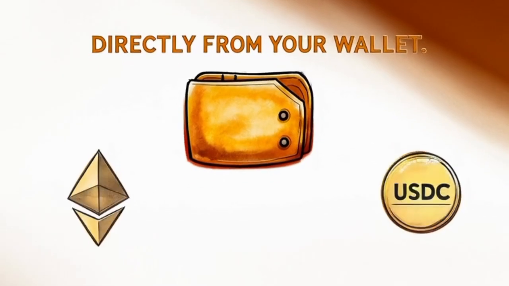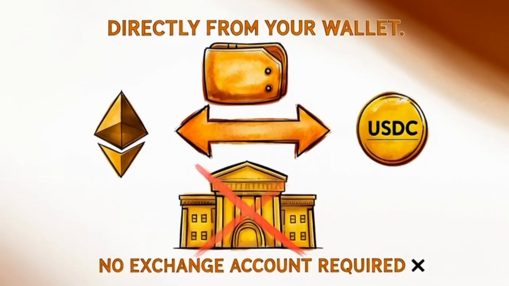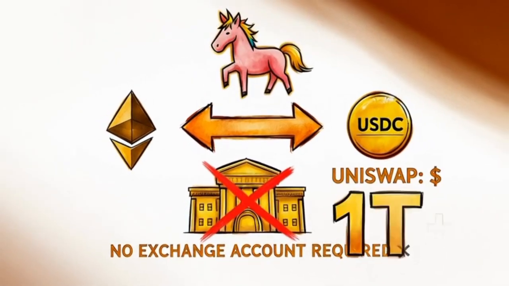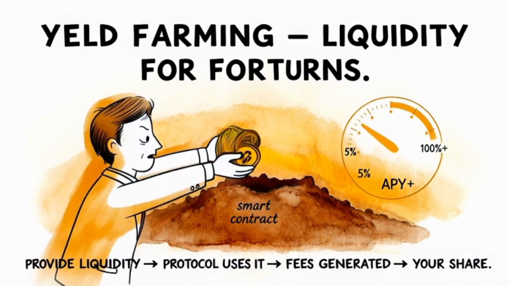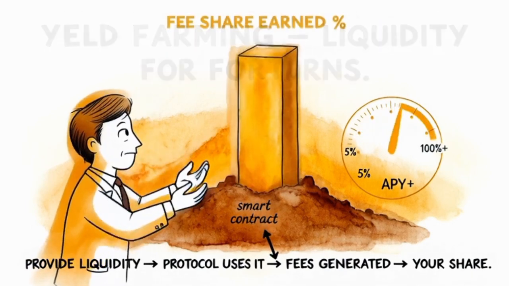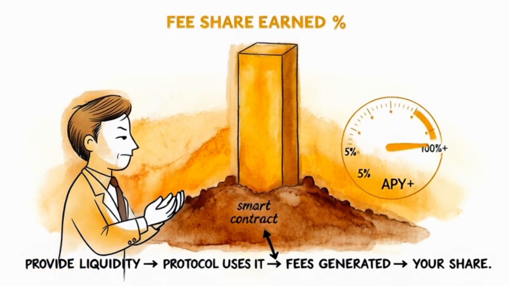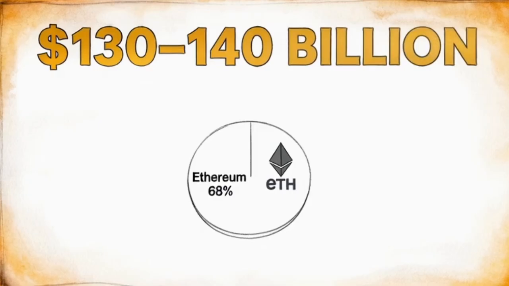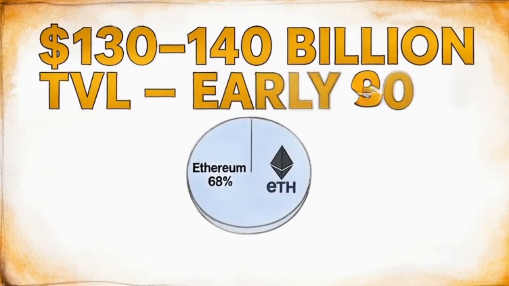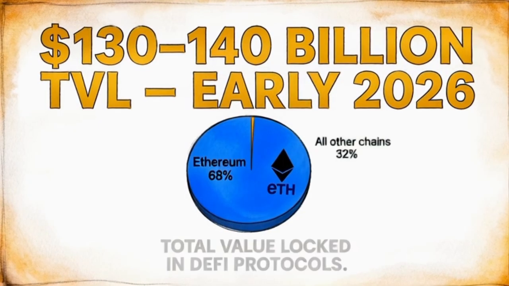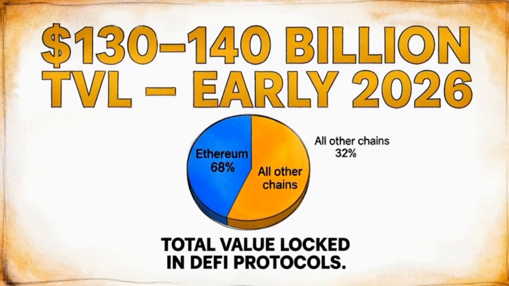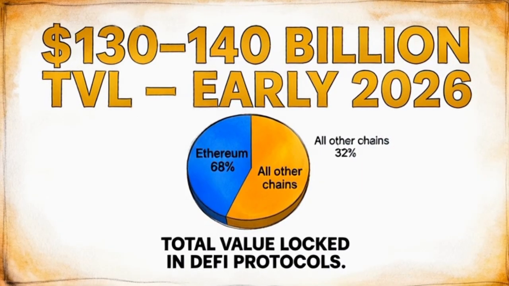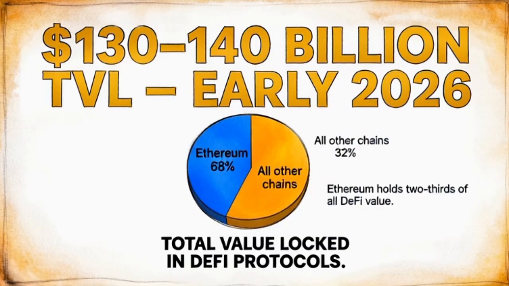Decentralized exchanges, like Uniswap, where you can swap one token for another directly from your wallet with no exchange account required. And yield farming, where you provide liquidity to these protocols in exchange for a share of the fees generated. Total DeFi TVL across all chains, the total value of assets locked in these protocols, sits at around $130 to $140 billion in early 2026. Ethereum holds approximately 68% of that.